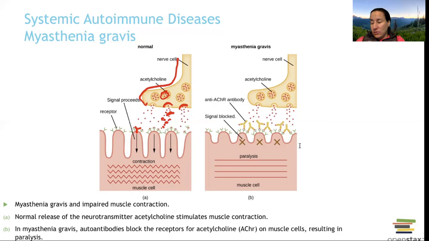if you have myasthenia gravis. The acetylcholine is not getting across. It's not doing its job. It cannot hook up with the receptors. And so the muscle is weak. You are going to have paralysis. It can lead to muscle weakness and potentially paralysis of those muscles, which are very, very important, especially if we're talking about the diaphragm.